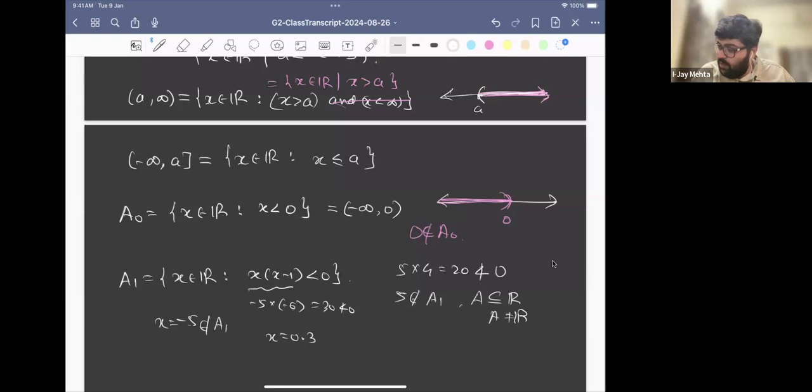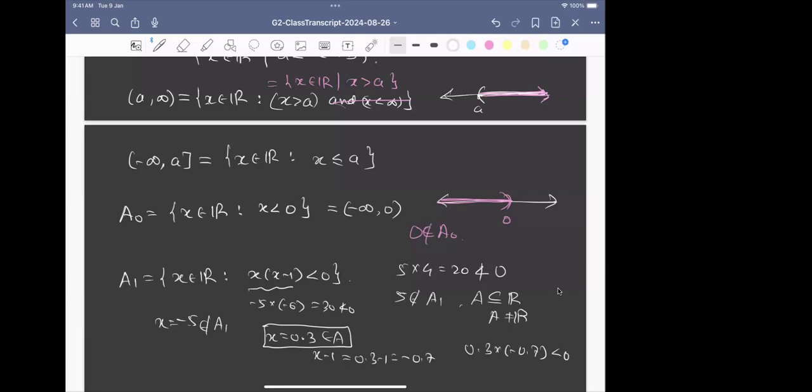So we have 0.3, and what is x minus 1? 0.3 minus 1, so it's minus 0.7. Then 0.3 into minus 0.7 is less than 0. Yes, so 0.3 is in A1. Good. Tanya, any other element?